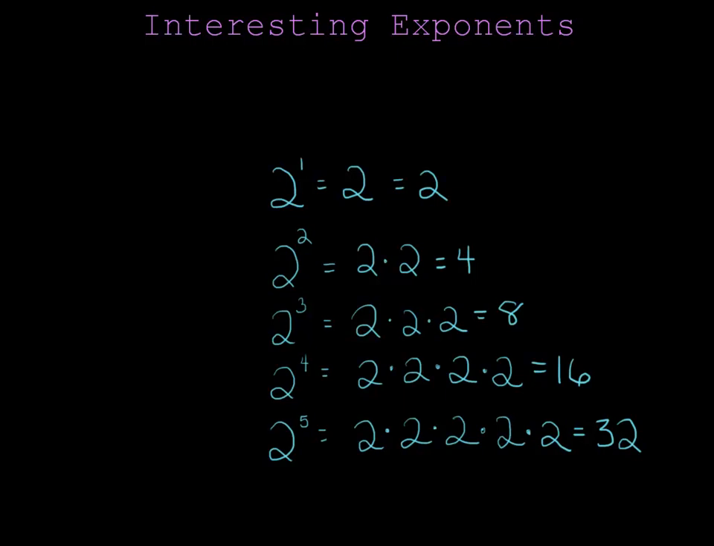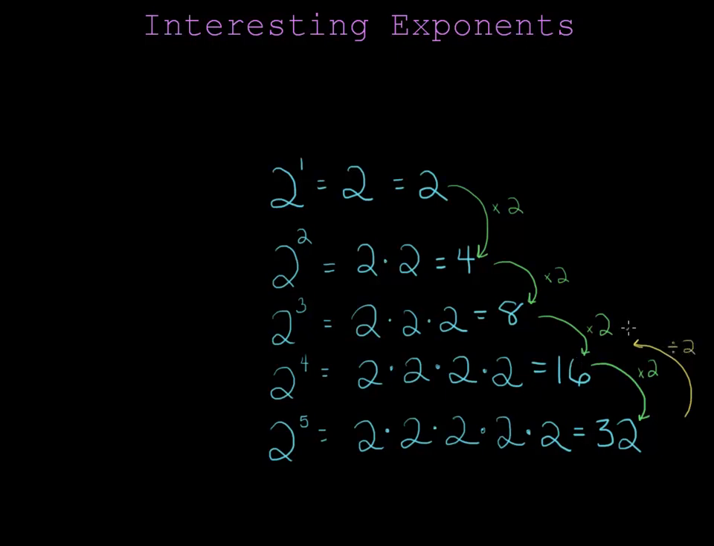So if we were to look at the change going this way, we see that each time we're multiplying by 2. And that completely makes sense because every time we increase the exponent by 1, we multiply by 2 one more time. Well, if we were to follow the pattern in reverse, we can also see that going the other direction. From 32 to 16, I'm dividing by 2.